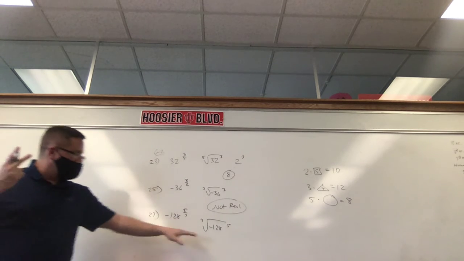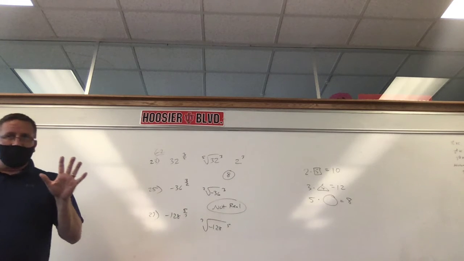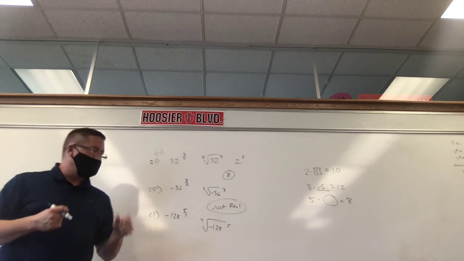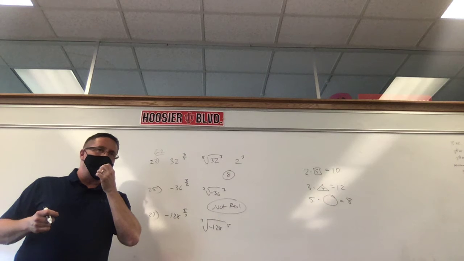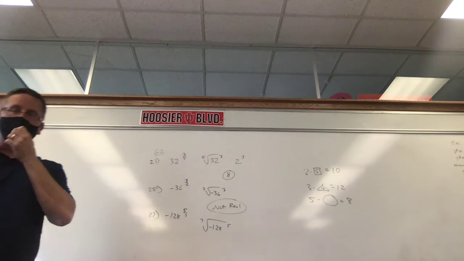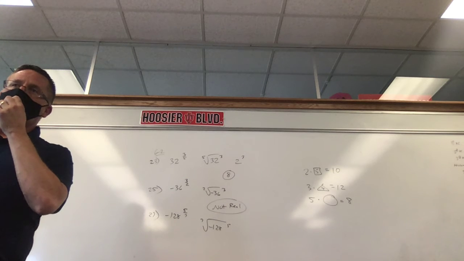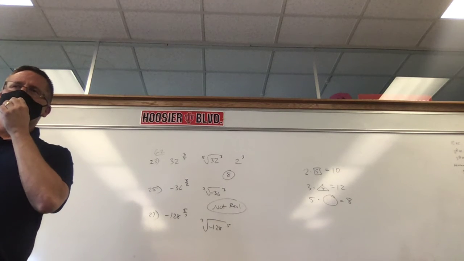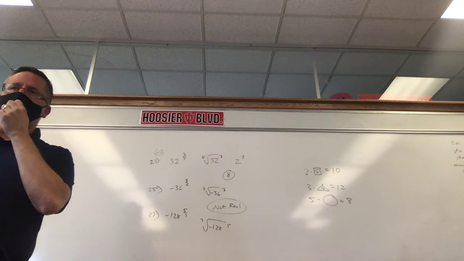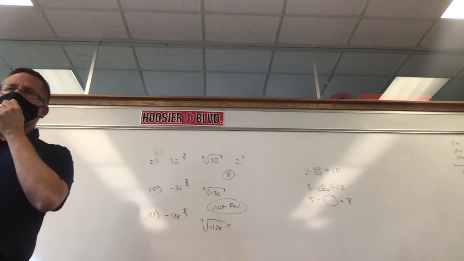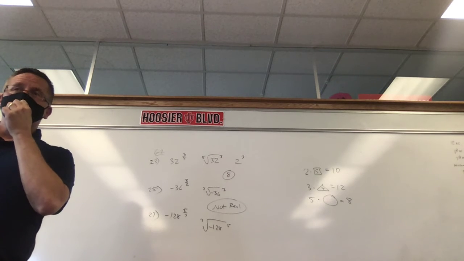But do I want 128? You want a negative 128. So it's not going to be 2, it's going to be negative 2. Negative 2, because what happens when you multiply 7 negatives? What do you get when you multiply 7 negatives? An odd number. Still negative.